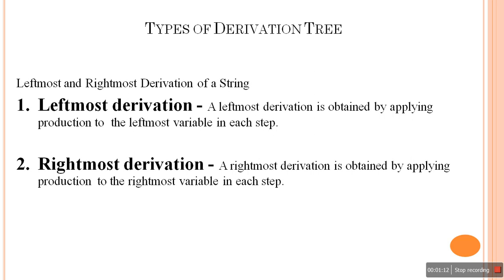Rightmost derivation is obtained by applying the production rules to the rightmost variable in each step. Means if we have a string S, then we have to apply the production rules to the rightmost variable of the string S, and this derivation will be continued till we get the last result.